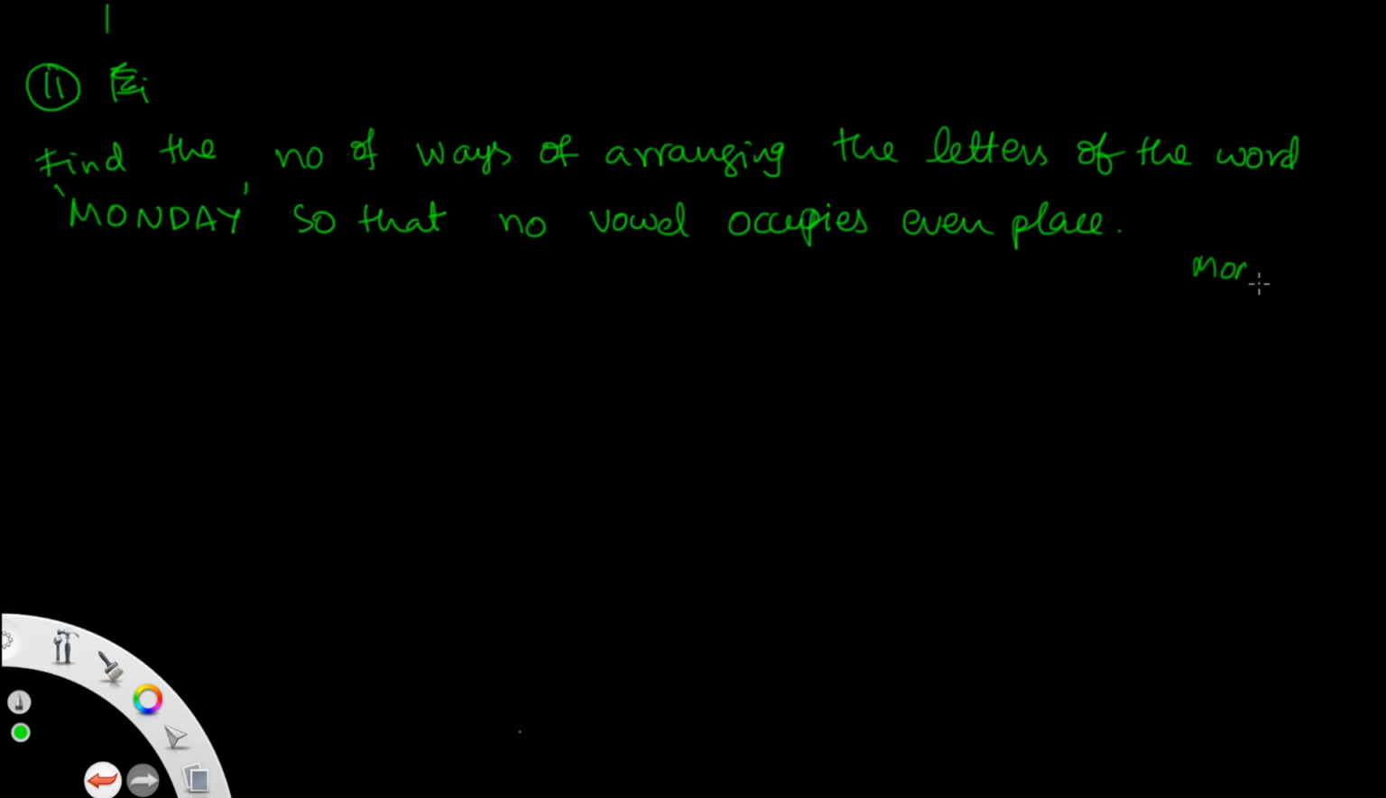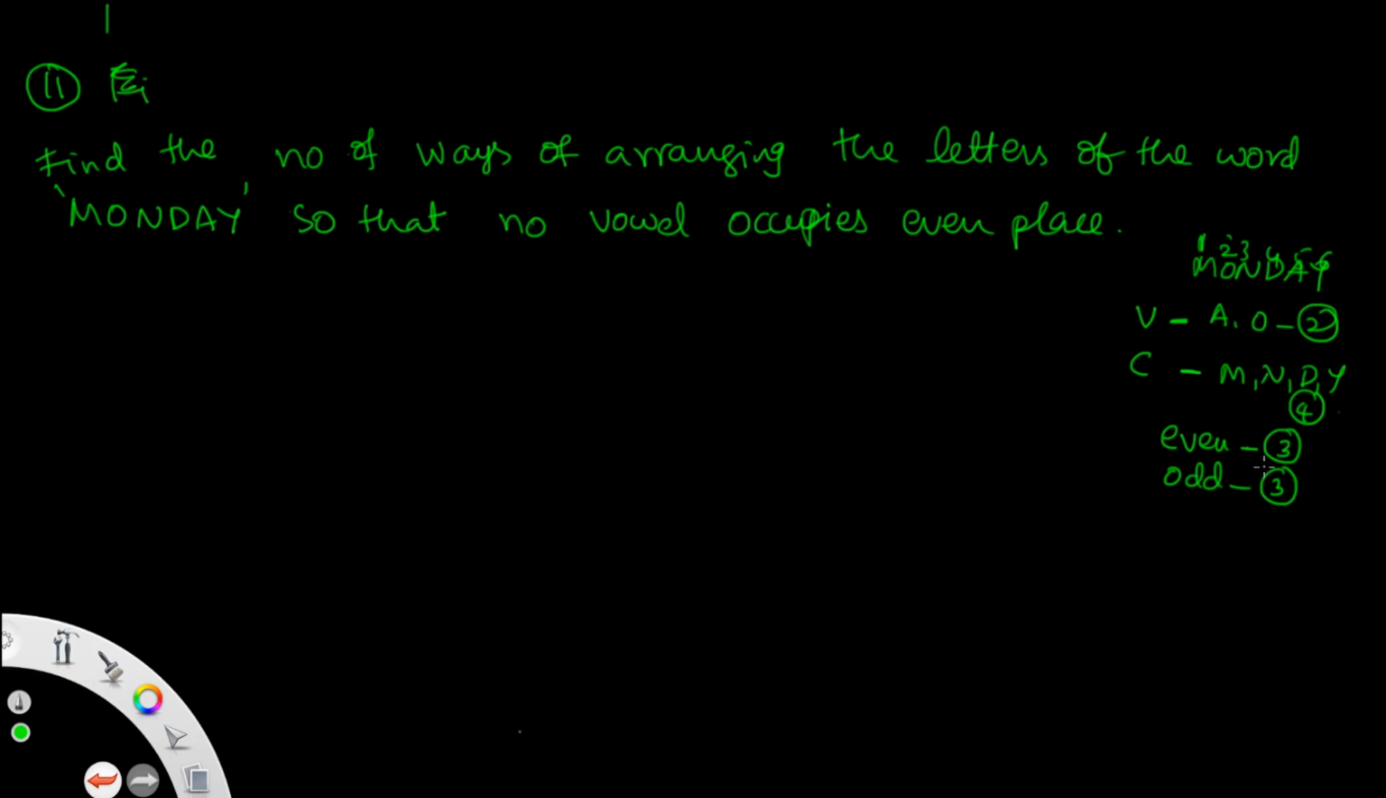That is Monday. Monday means the vowels are A, O, that is 2 vowels, and the consonants are M, N, D, Y. So the positions are 1, 2, 3, 4, 5, 6. How many even places are there? Even places are 3, and similarly we get odd places also 3.